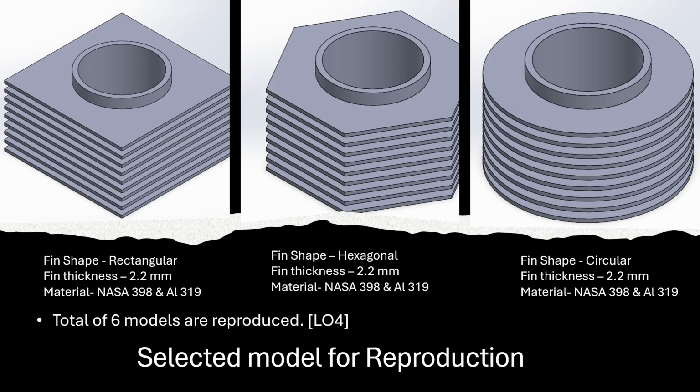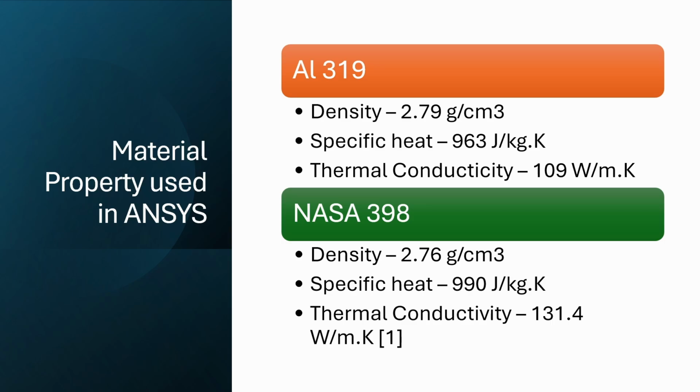And this is my model, the hexagonal one, and all of these I made in SolidWorks. For the two materials, these are the different densities, specific heat, and thermal conductivity. From here, we can see that NASA 398 has the better thermal conductivity and specific heat, so I know it's going to perform better. But we have to see it ourselves.